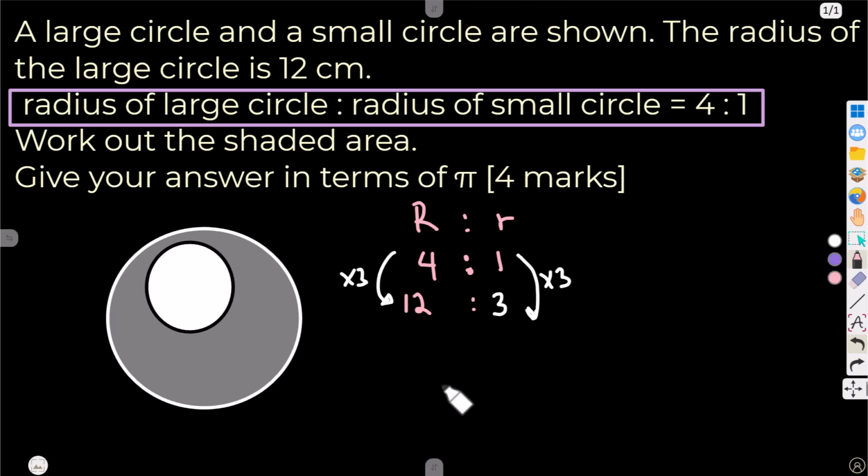Now we want to work out the area of the big circle, and of course the area of the small circle, and if you do the difference, the answer you get will be the area of this shaded part. So first things first, what is the area of the big circle?